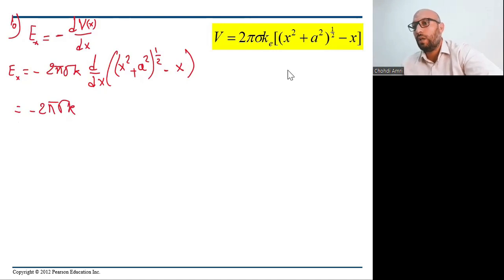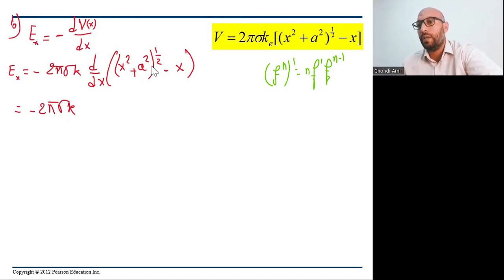Don't forget that for f to the power n, the derivative is n f prime f to the power n minus 1. So here our n is a half. So we write half of what? f prime, so 2x, multiplied by f to the n minus 1. So it will be x squared plus a squared to the power 1 over 2 minus 1, so it will be minus 1 over 2. Now let's talk about the derivative of x. The derivative of x over x, it will be minus 1.